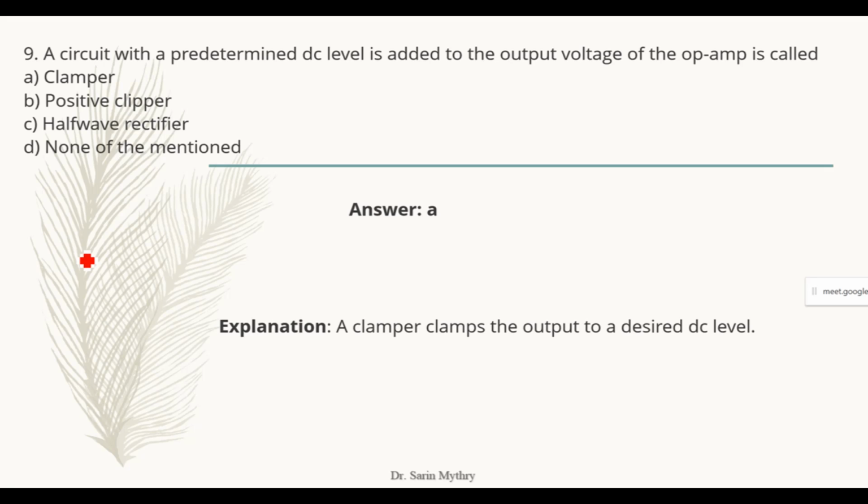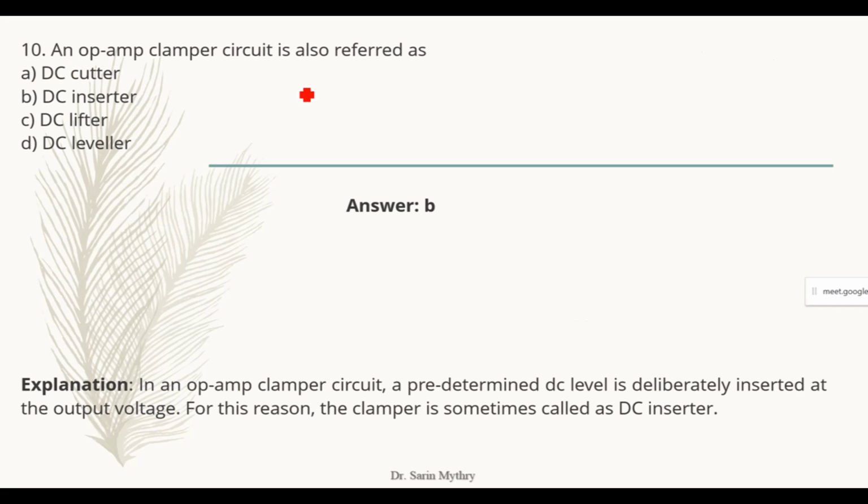So what is the circuit related with the DC voltage level? It's a clamper. A clamper circuit will clamp the output to a desired DC level. Why are we going to adjust the DC level? In order to get a desired DC level. So among all four, option A is the correct one. A circuit with a predetermined DC level added to the output voltage of an op amp is called a clamper. So option A is the correct one.